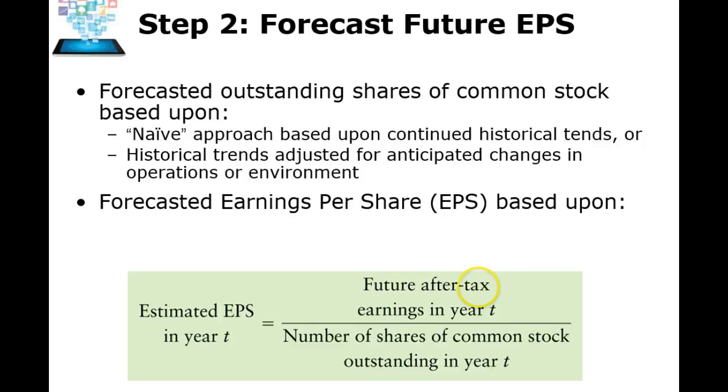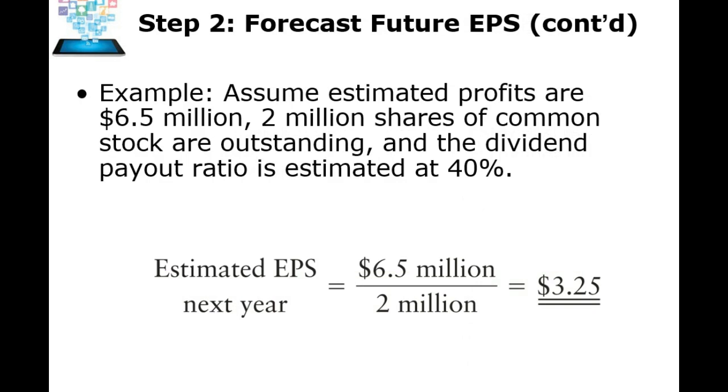So taking a step back, to forecast the earnings per share, we just need that future earnings after tax that we calculated in the previous problem, divided by the amount of outstanding shares. So if we know next year's earnings, divided by the amount of outstanding shares, we will get the earnings per share. So here, using that 6.5 million from last example, divided by the 2 million outstanding shares, we get a new earnings per share of 3.25.